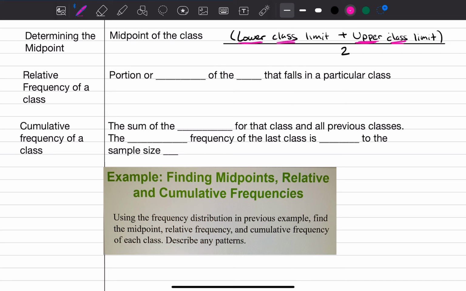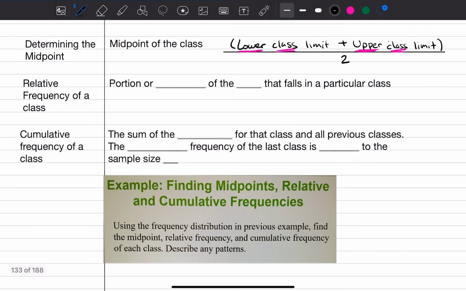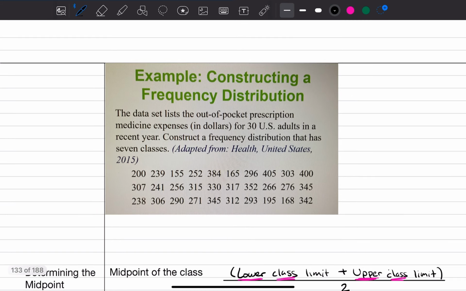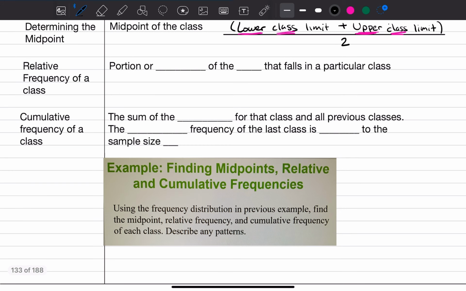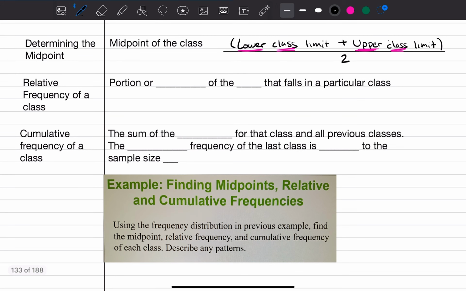So, for example, in this example above, from the table that we made earlier, we could calculate the midpoint of the first class by getting 155, adding 190 to it, and then dividing that by 2. So we'll get a midpoint of 172.5.